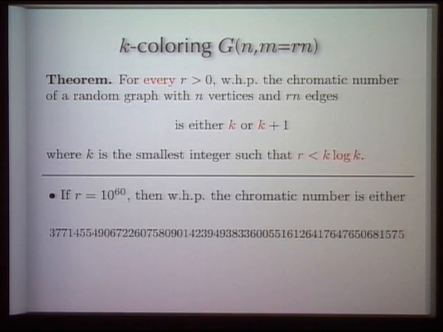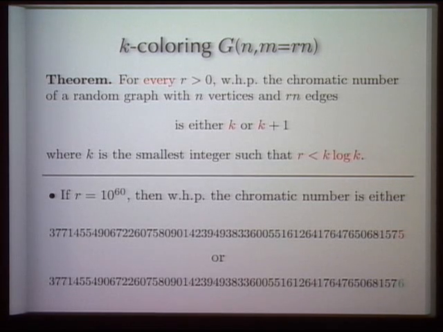So for example, if the average degree is something like 10 to the 60, then we know that with high probability you need either that many colors or that many colors to color the graph. Okay? So the chromatic number is a very difficult invariant of a graph to compute, yet for random graphs we can nail it very sharply.